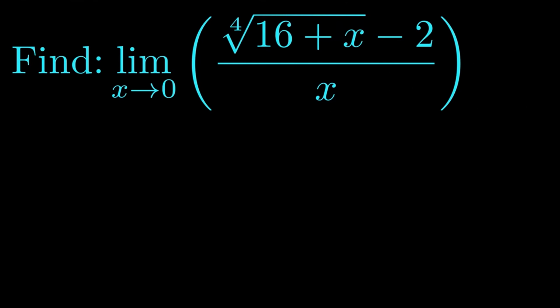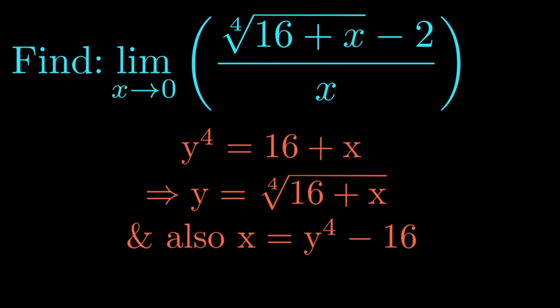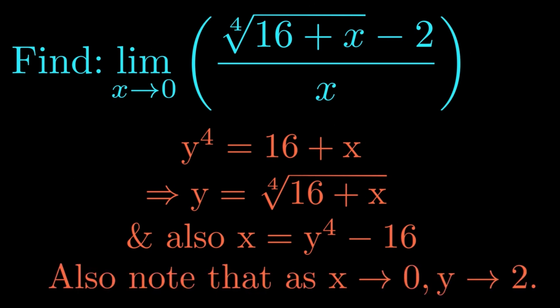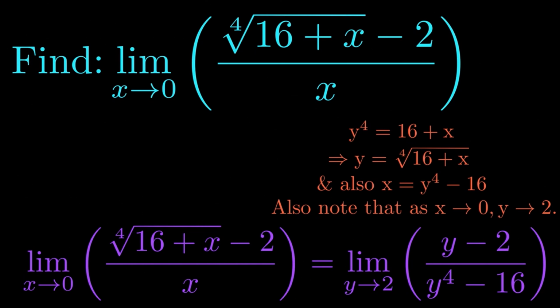Find the limit as x approaches 0 of the fourth root of 16 plus x minus 2 divided by x. Let's begin by setting y to the fourth power to be equal to 16 plus x. Then we can rewrite y as the fourth root of 16 plus x. And we also have that x is equal to y to the fourth power minus 16. Also, as x goes to 0, y goes to 2. Now we can rewrite our limit as the limit as y approaches 2 of y minus 2 divided by y to the fourth power minus 16.